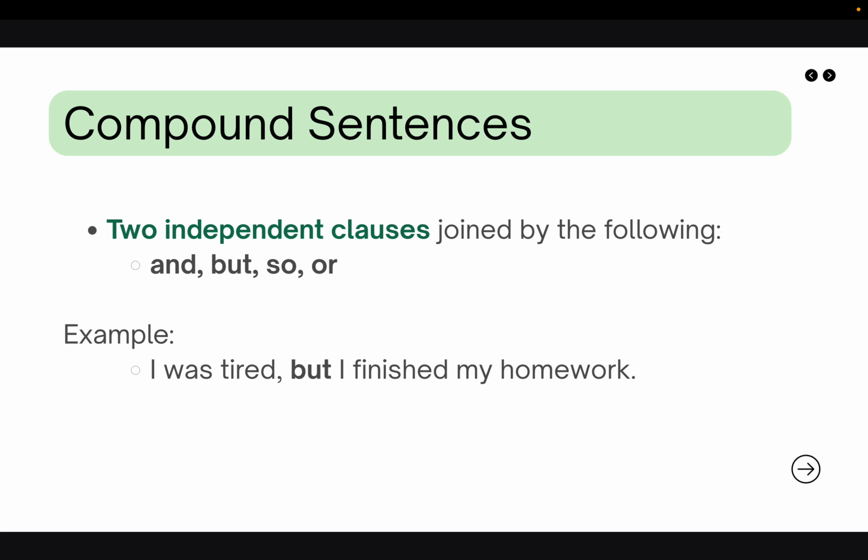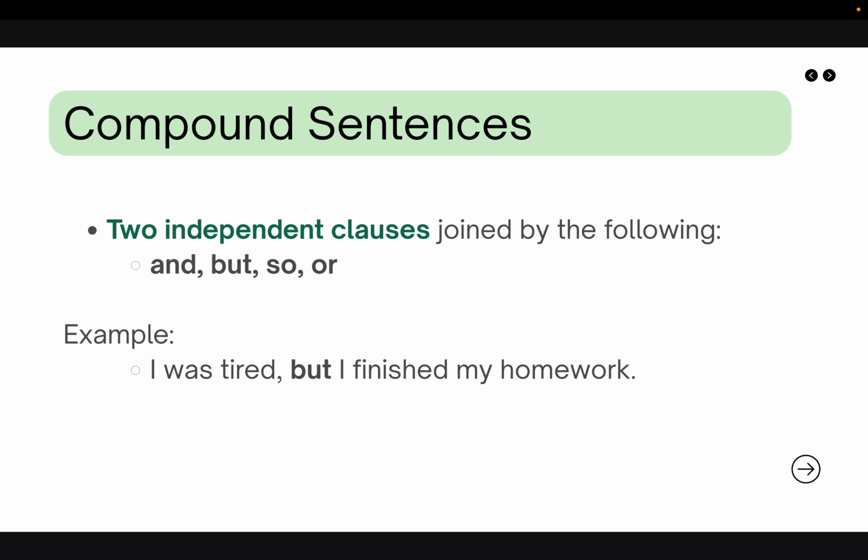So what is compound sentences? Compound sentences is not simple sentence. It involves two independent clauses that is joined by this word and, but, so, or. For example, here it says, I was tired, but I finished my homework. So, I was tired is independent clause 1. I finished my homework is independent clause 2. It is combined by the word but here. So, this is the example of compound sentences. Independent clause is joined by the connectors and, but, so, or.